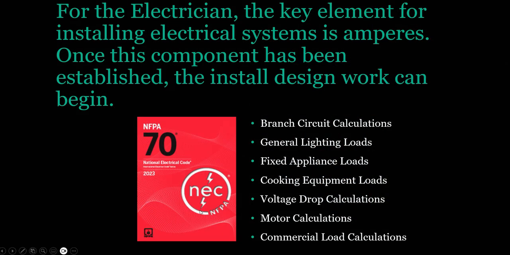So load calculations. For the electrician, the key element for installing electrical systems is amperes. That's the piece that we need in order to be able to build the job. Once this component has been established, the install design work can begin. So these are all the subjects, and like I said, if I were to get through all of these, it'd be a wonder, but we'll see. Branch circuit calculations, general lighting loads, fixed appliance loads, cooking equipment loads, voltage drop, motor calculations, and commercial load calculations.